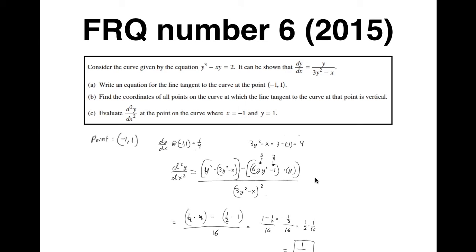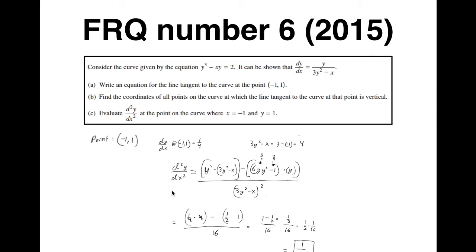Question C, here we have to use implicit differentiation to answer the question. We are looking for the second derivative. Notice that this is the expression for y double prime. And once we find y double prime, we'll need to find the actual value at the point x equals negative 1, y equals 1. So recalling question A, the slope at the point negative 1, 1 was 1 over 4. So we're going to use that later on.